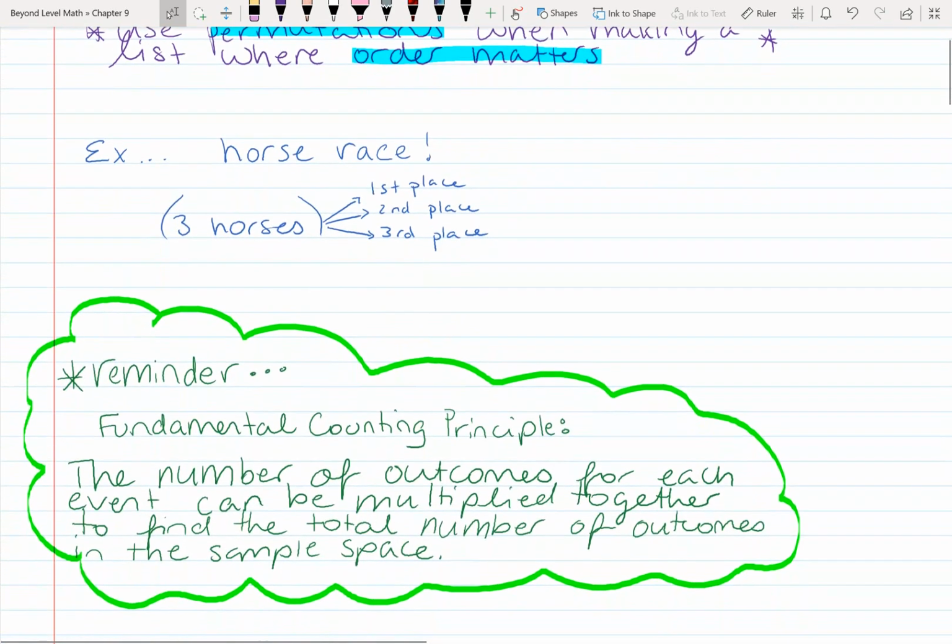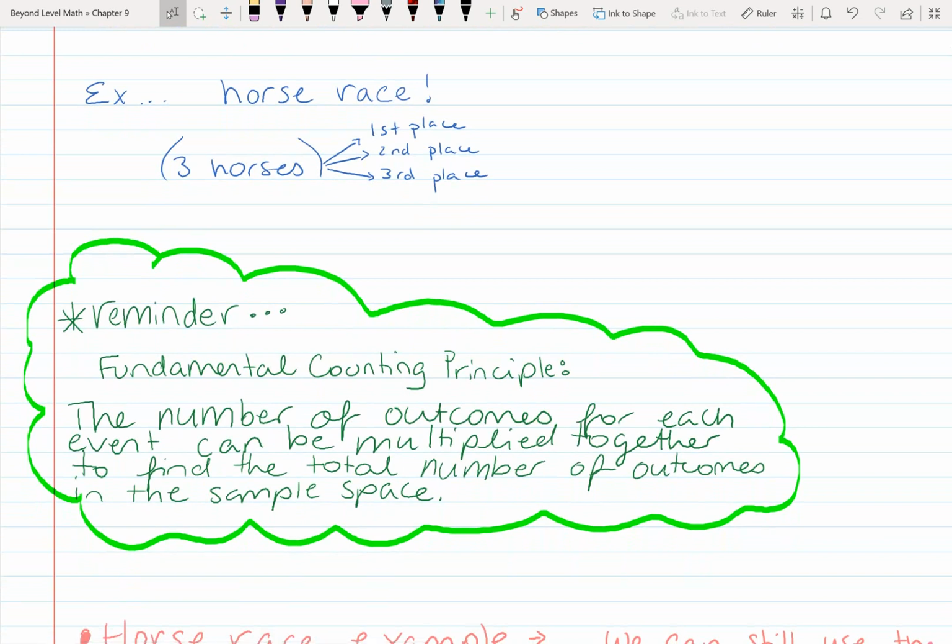This is a reminder. You do not have to write this down in green, but this is just talking about the fundamental counting principle. What we're doing today is very similar. However, it is super duper important to recognize that order matters here.